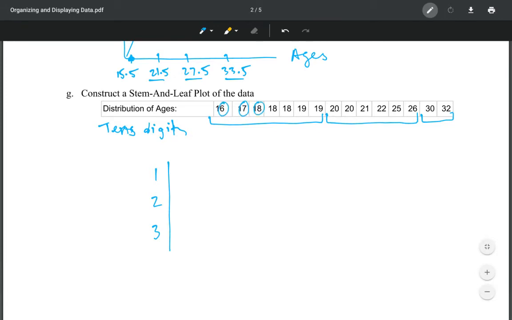So as I grab this, I've got a 1, a 6, a 7, 1, 2, 3 8s, 1, 2, 3 8s, and 2 9s. To keep this a nice display of data, I want to make sure that I'm lining up my units digits as I move to the row of the 20s. So for the 20s, I've got 2 zeros. I'm lining that up with the 6 and the 7, a 1, a 2, a 1, a 2, a 5 and a 6, a 5 and a 6. Right? 0, 0, 1, 2, 5, 6. Good. And then for the 30s, I've got a 0 and a 2.